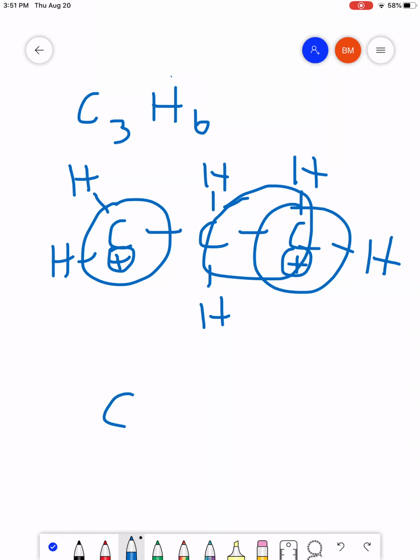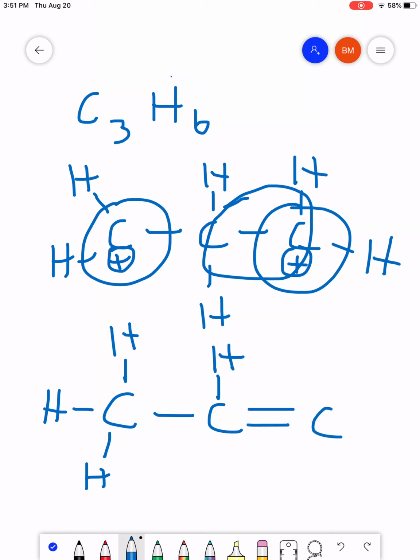So, what if instead of having two H's on the end carbon, we put 3? Instead of having two H's on the middle, we're only going to have 1, and then we're going to make a double bond with this end carbon. Voila. Everything follows the octet rule. We have the correct number of electrons. Our charges work out. This is a valid Lewis structure. So this is going to be one of our two constitutional isomers for this formula.